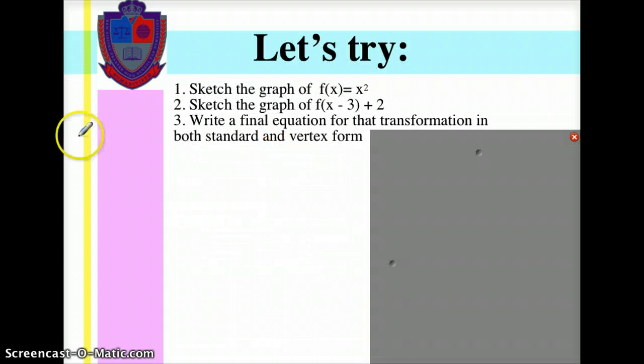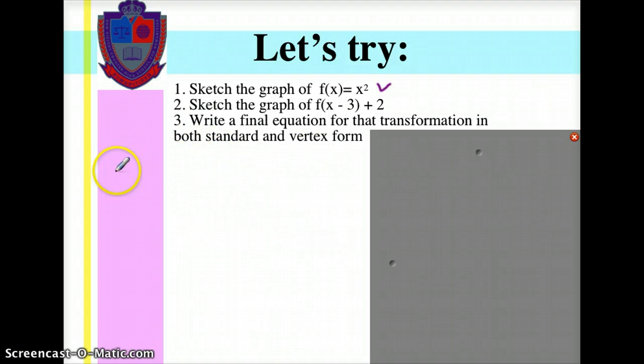Now let's see how this works. It says sketch the graph f of x is equal to x squared, and then sketch the graph f of (x minus 3) plus 2. And then the last thing, I want to write an equation in both standard and vertex form. So you're going to go to your calculator and sketch this. f of x equals x squared. That's a piece of cake. Now I want to do f of x minus 3, plus 2. Before I even sketch that, let's try to do the equation.